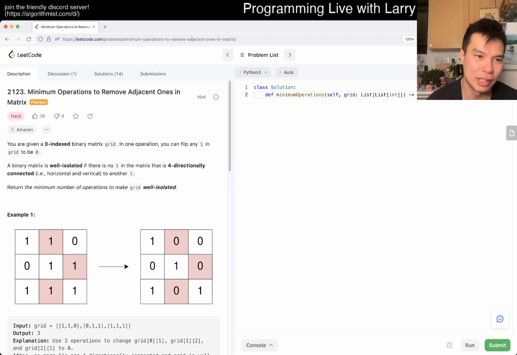Today's problem is 2123, Minimum Operations to Remove Adjacent Ones in Matrix.